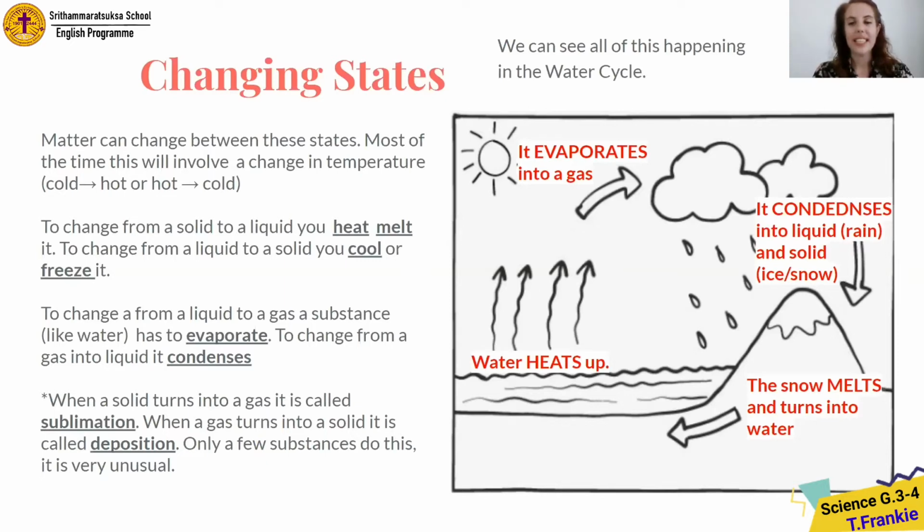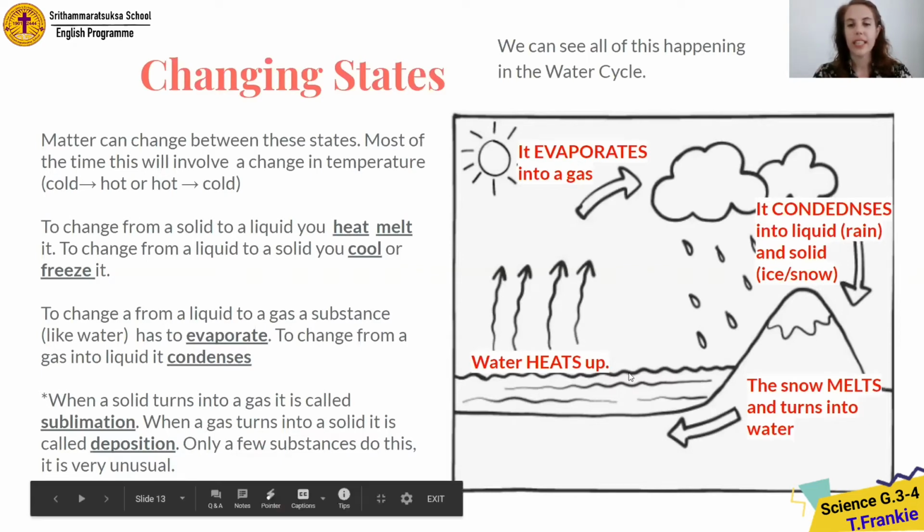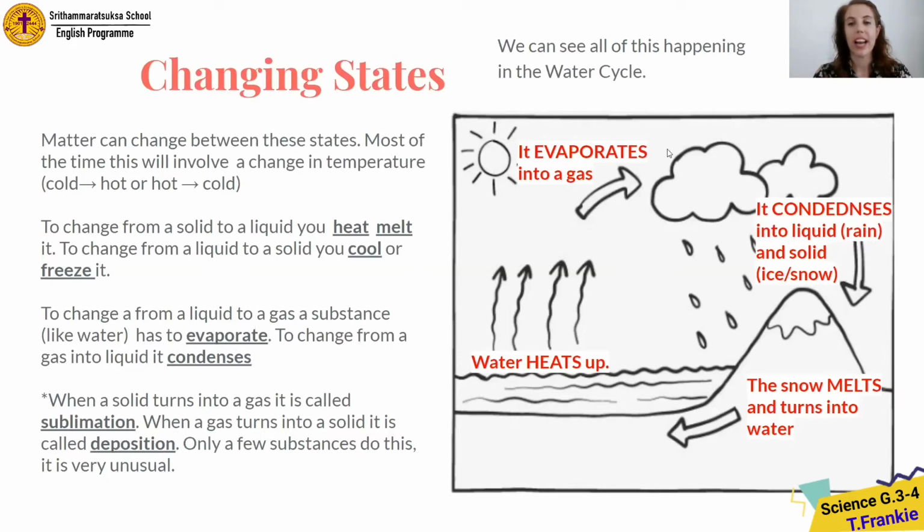Now, we can see the change. The easiest place to see the states of matter changing is in the water cycle. Water in the sea or on the ground will heat up. It will evaporate and turn into clouds or water vapor. Okay, because it is not so hot.